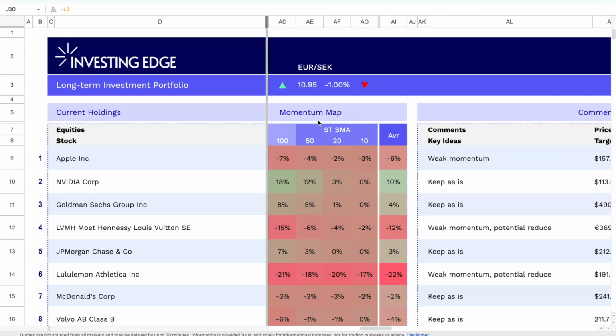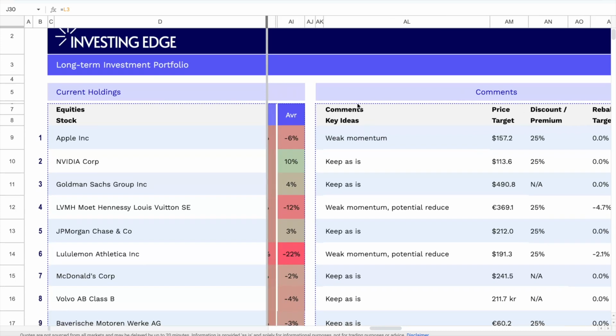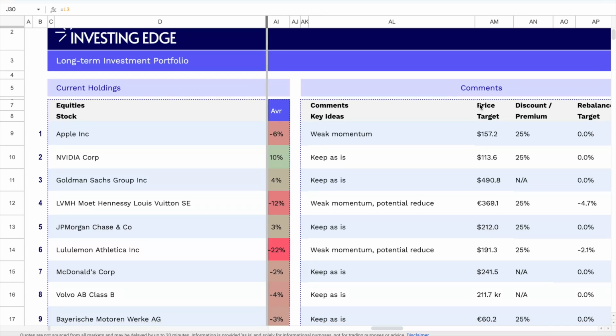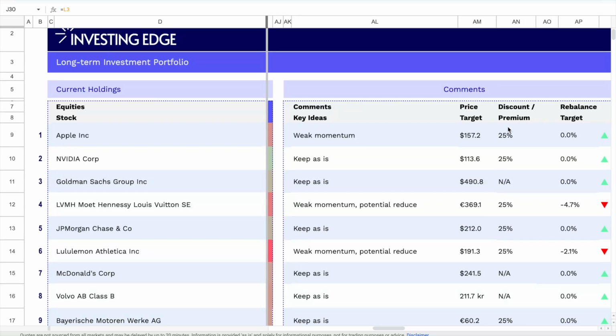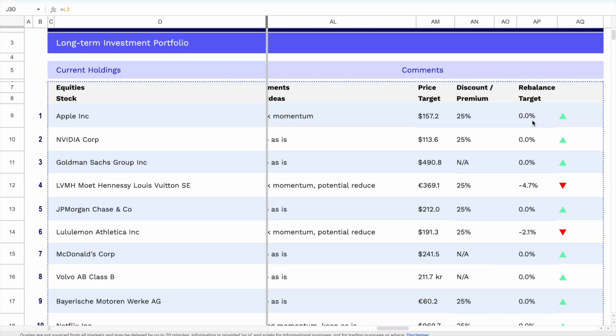So that's why I've added this comment section here to the right to tie the momentum to my own price targets. I've added a few comments on the type of momentum for each stock. Now, these are just fictional for now. And I've added my own personal price targets so I can see if the stock is trading at a discount or a premium. And I can see, okay, should I rebalance this stock? Should I buy more? Should I sell? Or what should I do with the stock?